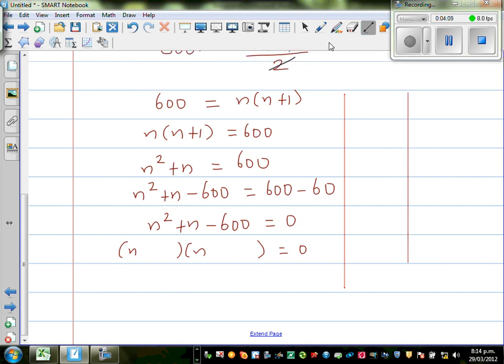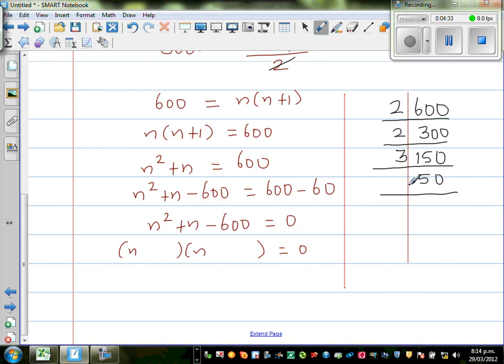This is a way of factorizing. You write 600, and you can divide 600 by 2. This is a form of division. So 2 times 300. Then 300 divided by 2 is 150. Now you can divide this by 3, so 3 times 50. Now 50 you can divide by 5 times 10, again 5 times 2, and 2 times 1.